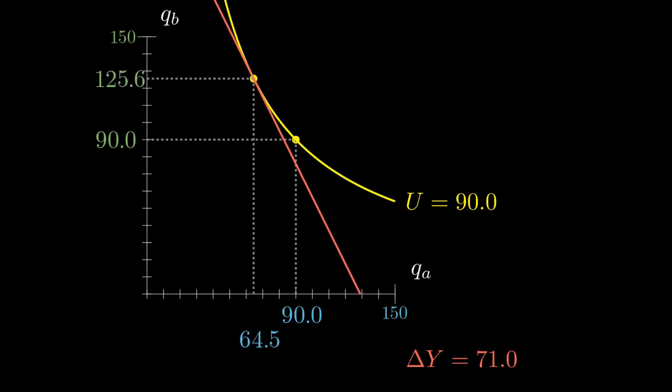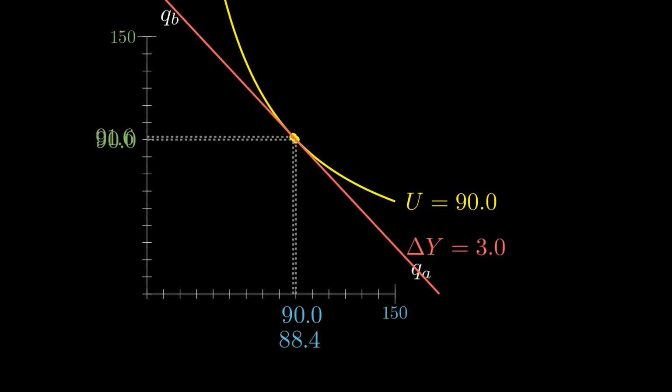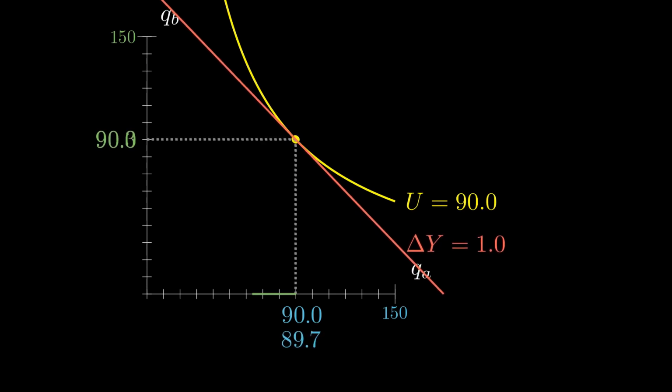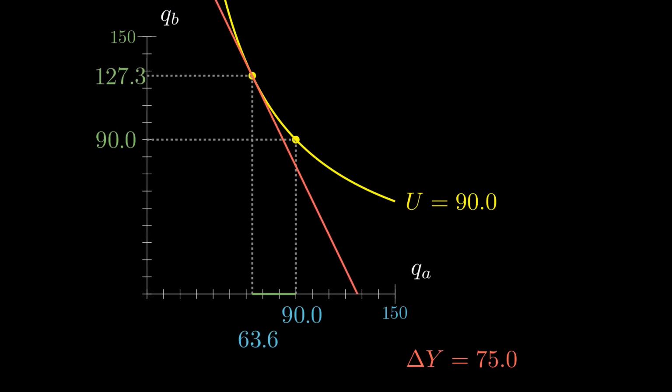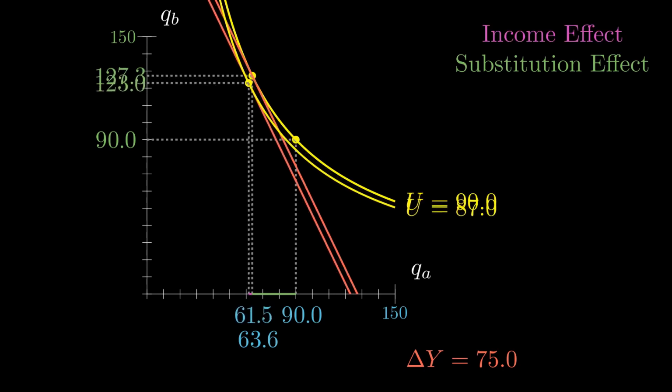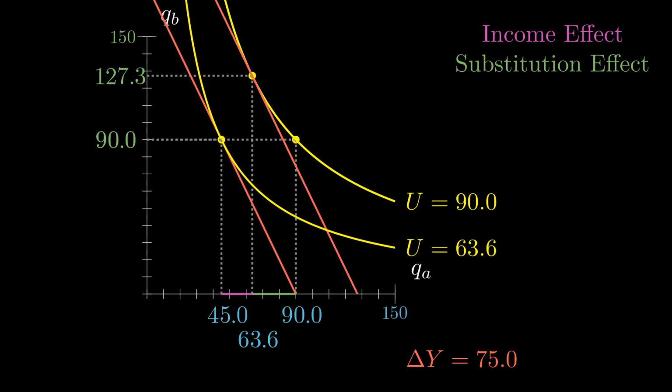Part of what we care about is the effect of a change in prices without changing which indifference curve we live on. This is the substitution effect. How much does a change in relative prices move us along the indifference curve that we already live on? And part of what we care about is how much the change in prices moves us across indifference curves. This is the income effect.